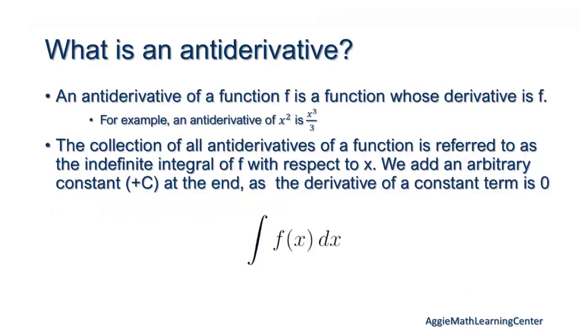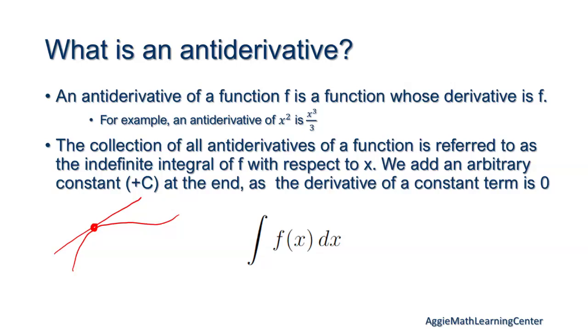We can kind of think of the integral as the opposite of the derivative, that's how we move between the two of them. When we're taking the derivative, we're finding the slope at a particular point. But when we go backwards, we're finding the area under the curve.